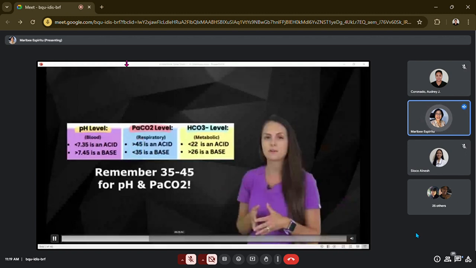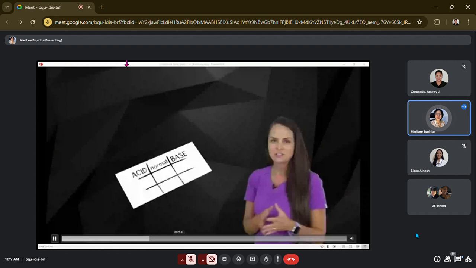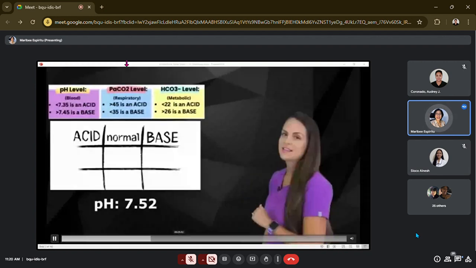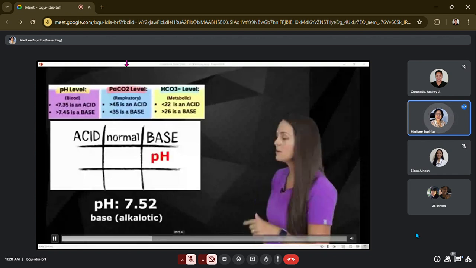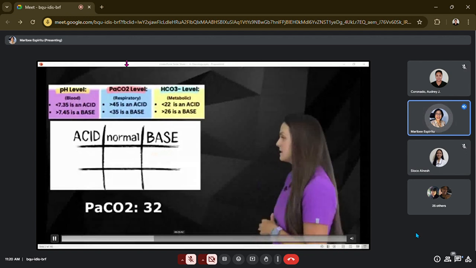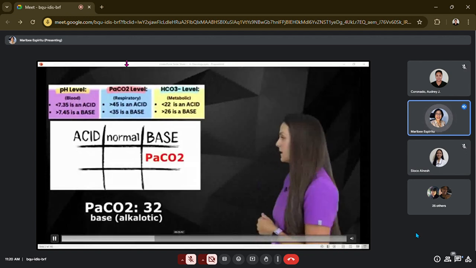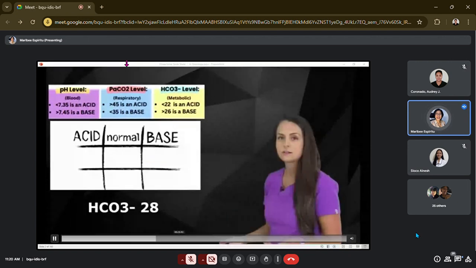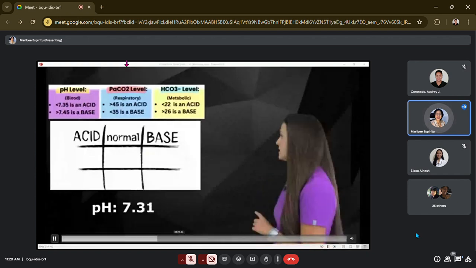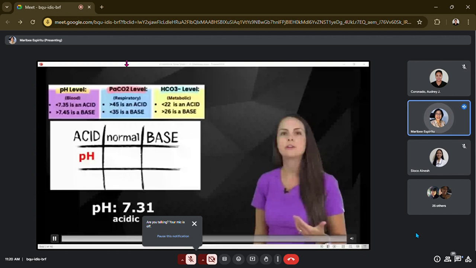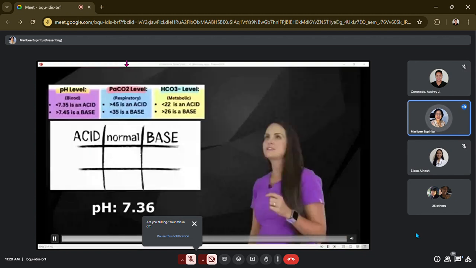So now let me test you. Okay, you have a blood pH of 7.52. What is that? It is a base, so it's alkalotic. In your tic-tac-toe, you put it on the base side. How about a PaCO2 of 32? That is a base. It's considered alkalotic. How about a bicarb HCO3 of 28? It's considered basic, alkalotic. How about a pH of 7.31? That is acidic. We put it on the acid side. And how about if the pH was 7.36? That's normal, so you put it under the normal side.